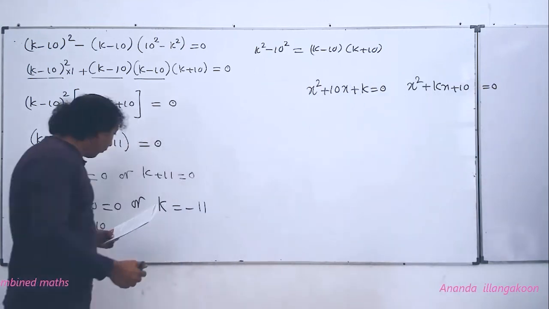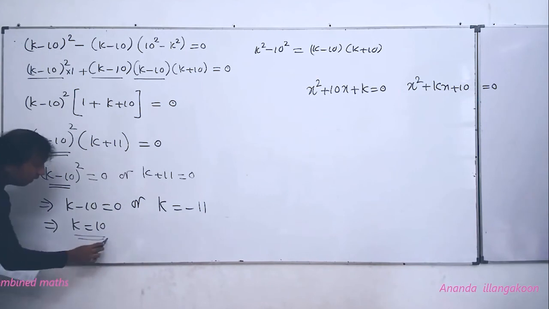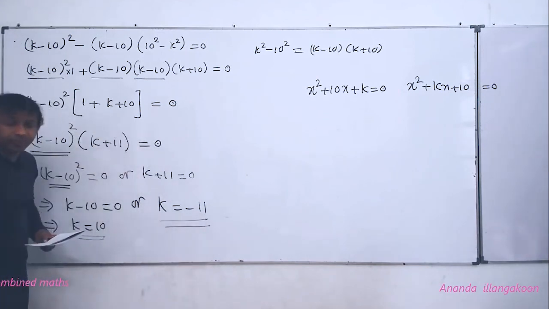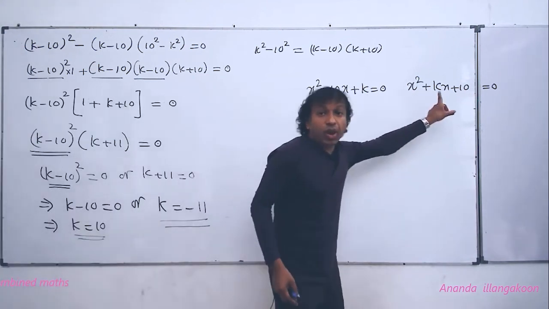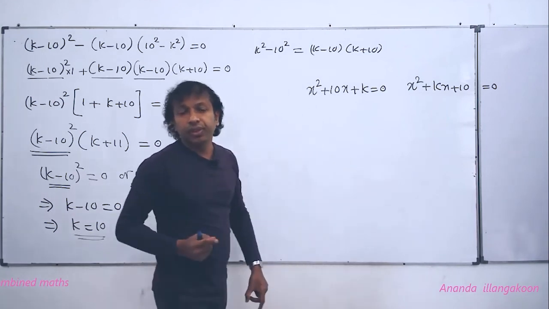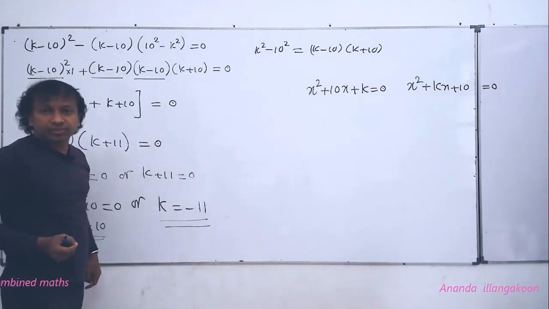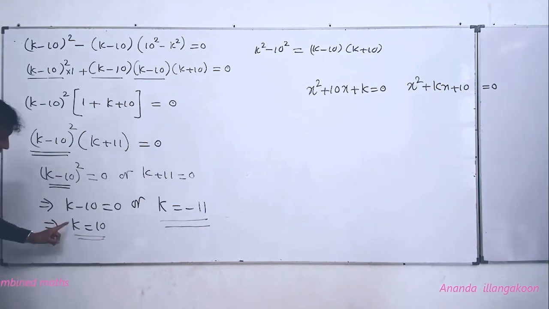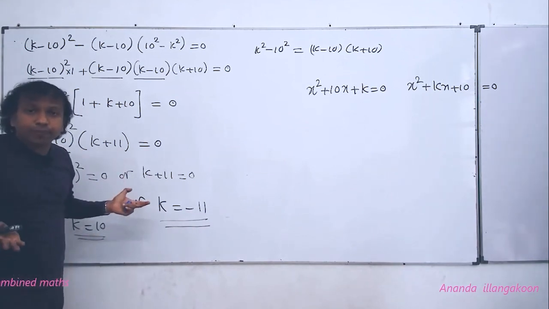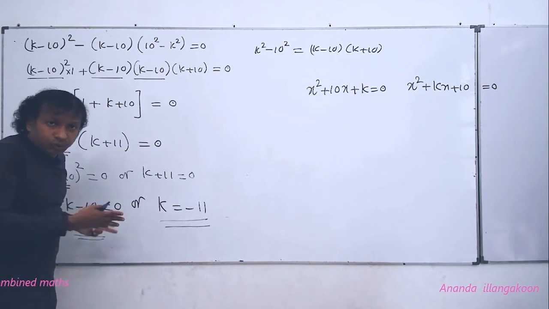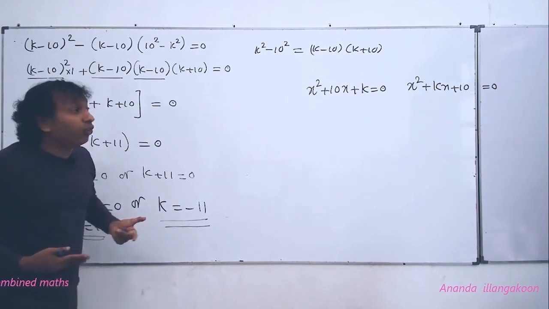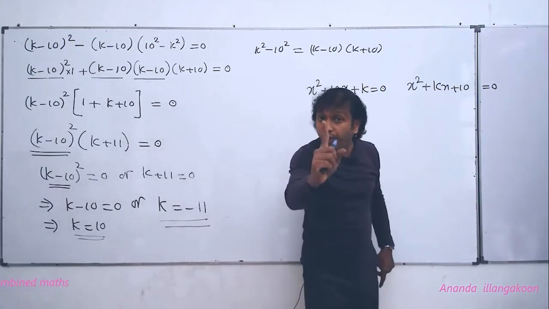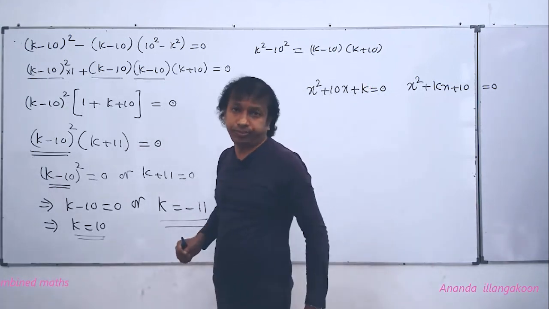Now, what are the meanings of this K equals 10 and K equals minus 11? We found these 2 answers subject to the condition for these 2 equations to have a common root. The values K must take. Understand? K equals 10 and K equals minus 11, people. This way we obtain 10 and minus 11 for K, for these 2 equations to have a common root, one common root.